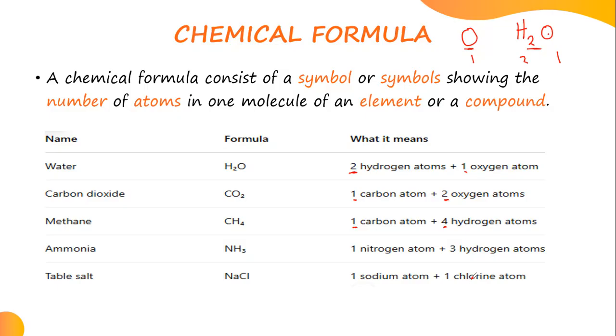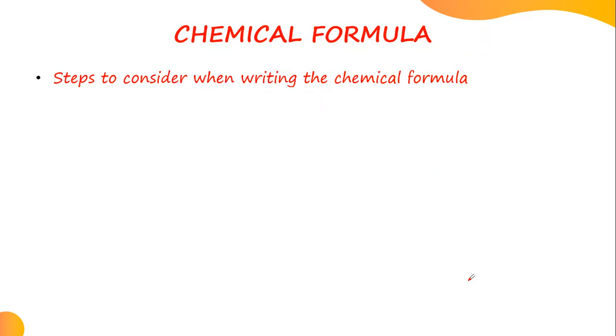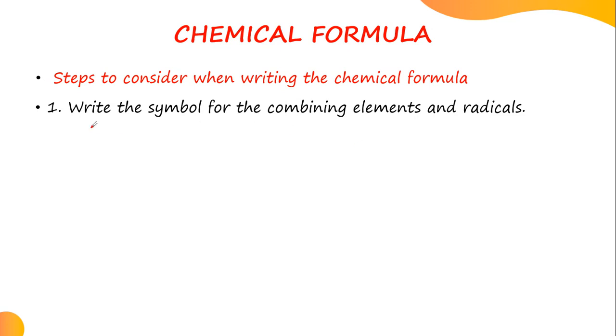So now, what's next? We need to know now steps to consider when writing a chemical formula. So what's the first step? The first step, you need to write the symbol for the combining elements and radicals. We need to write a symbol for the combining elements and what? Radicals. For example, if you're writing the symbol, like let's write for water.